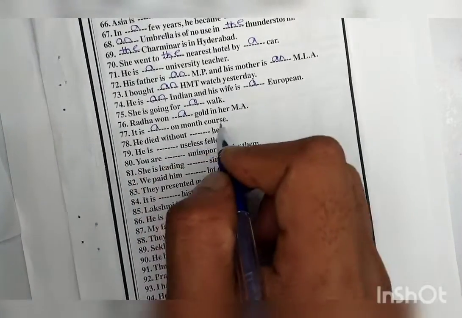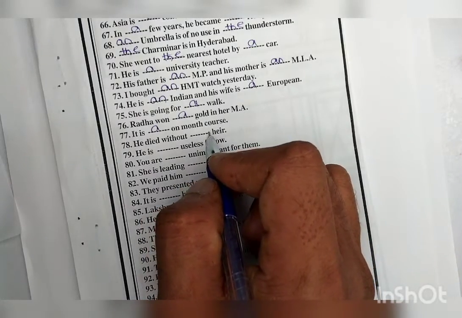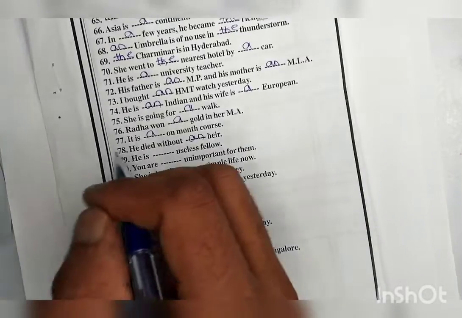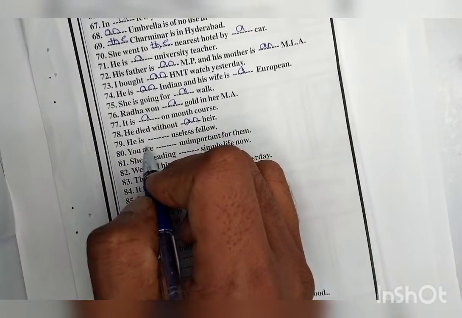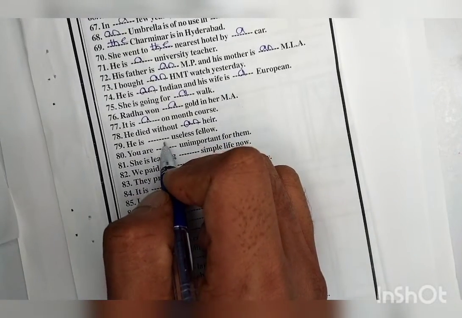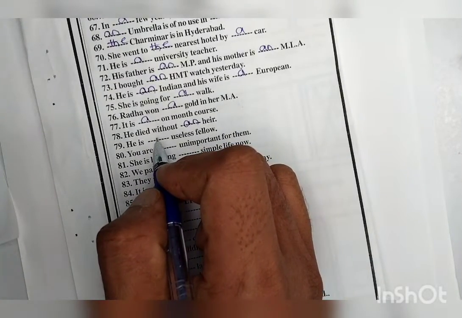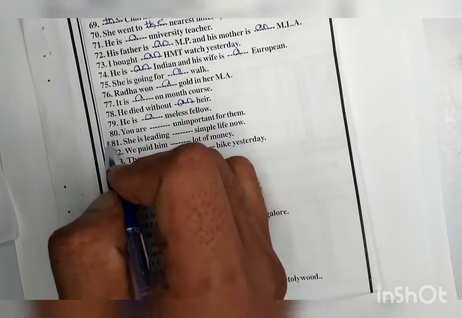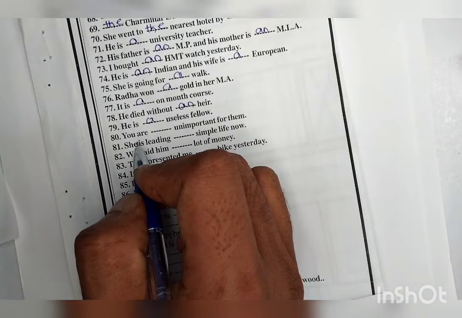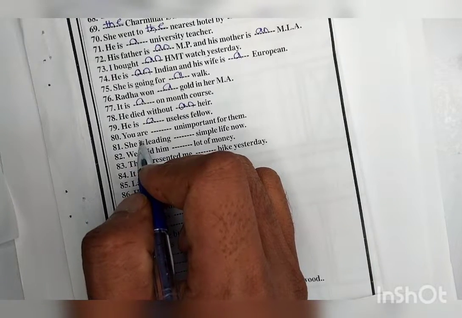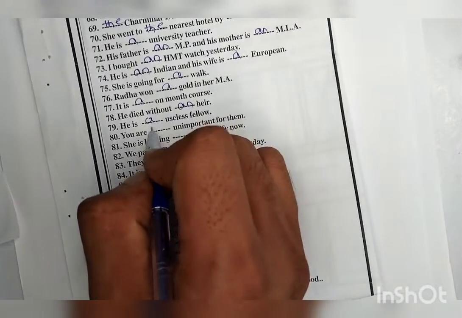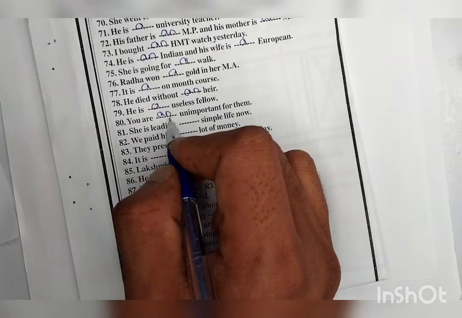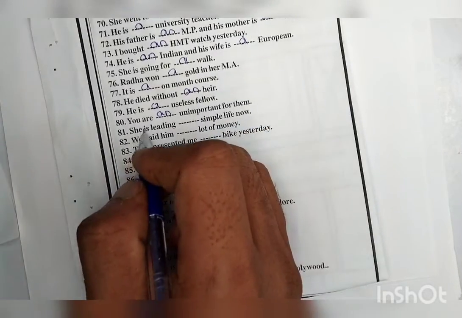He died without an heir. Heir means what? Varasudu. Complete. Heirs. Okay. Here he is dash a useless fellow. A useless fellow. Okay. You are dash an unimportant for them. Your dash, you are an unimportant for them.